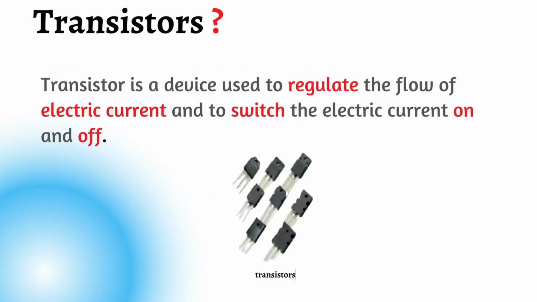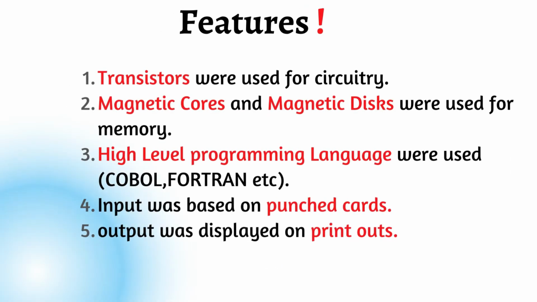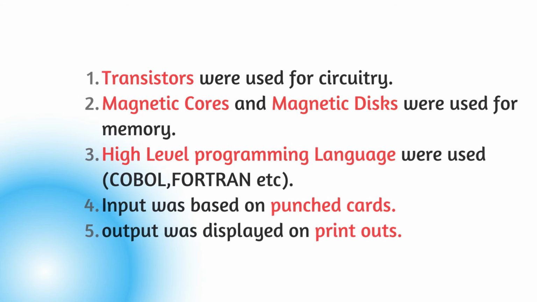Transistors. Transistor is a device used to regulate the flow of electric current and to switch the electric current on and off. Features. Transistors were used for circuitry. Magnetic cores and magnetic disks were used for memory. High-level programming language were used, COBOL, Fortran etc. Input was based on punched cards. Output was displayed on printouts.